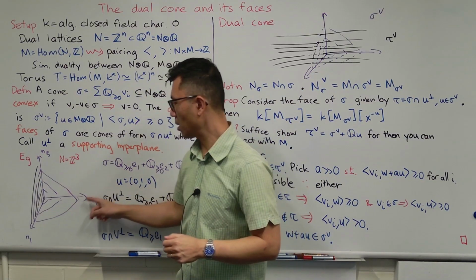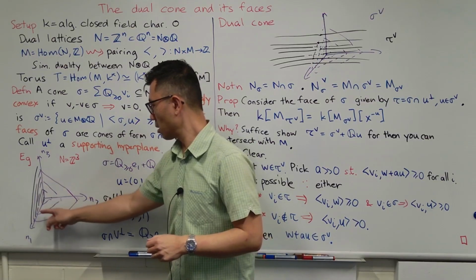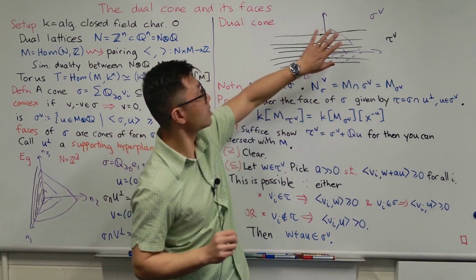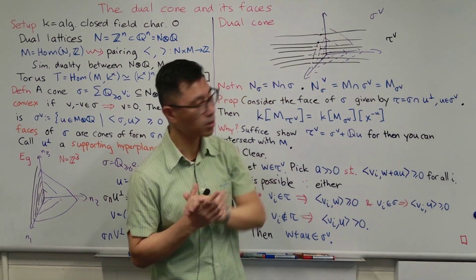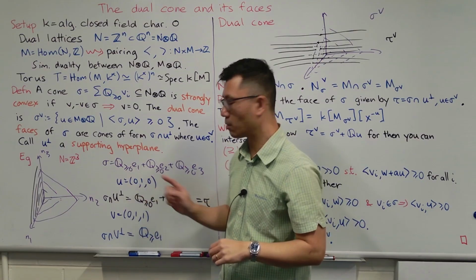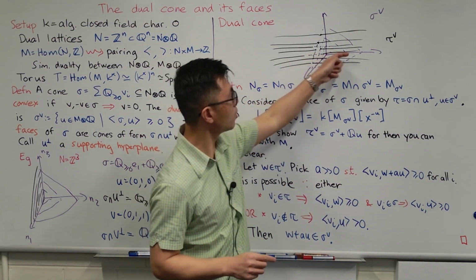So here's your cone sigma, and your dual cone sigma check is this positive octant. Then you have this tau that's defined by this (0, 1, 0). So that's the basis vector which is pointing over here like that.